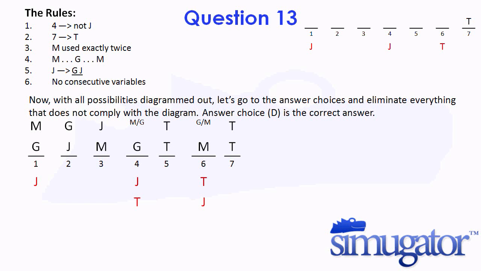With all the possibilities diagrammed out, let's go to the answer choices and eliminate everything that does not comply with the diagram. So just go down the list. Answer choice D is the correct answer.